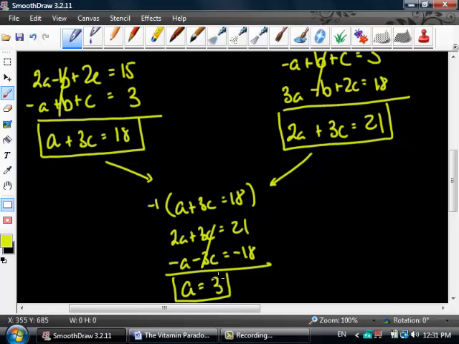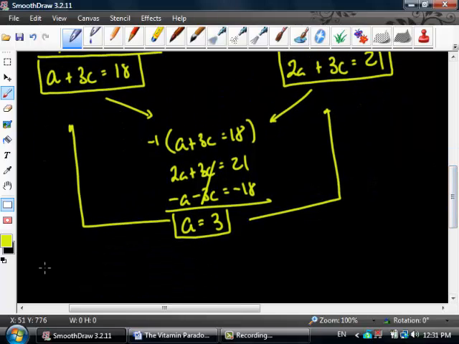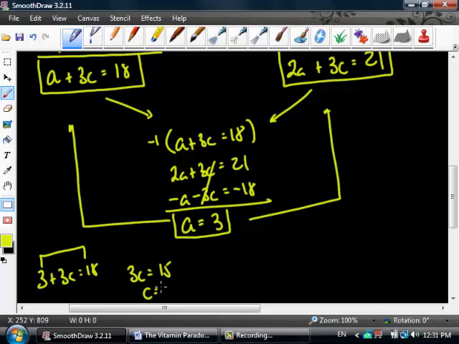Okay, so now we've dug ourselves all the way down. We got A equals 3. I'm going to take A equals 3, and I'm going to either plug it into this one or plug it into this one. Which one? Brian, you want the left or the right? The left sounds good to me. So if I plug it into the left, I get 3 plus 3c equals 18. Back this thing over, I get 3c equals 15. C equals 5. Do we agree? So now I've got A equals 3, C equals 5.